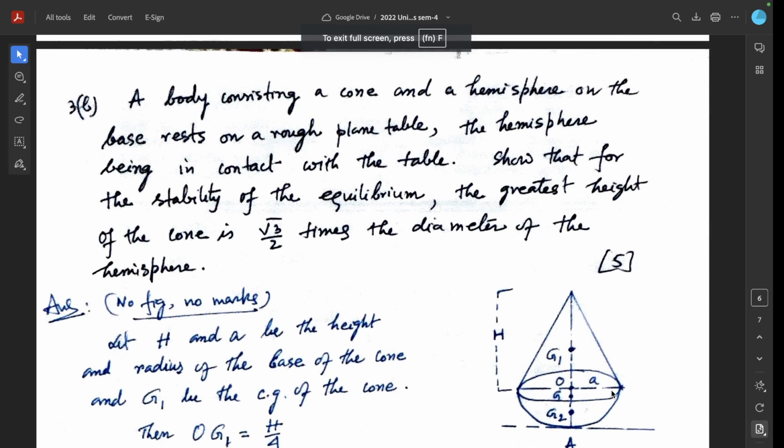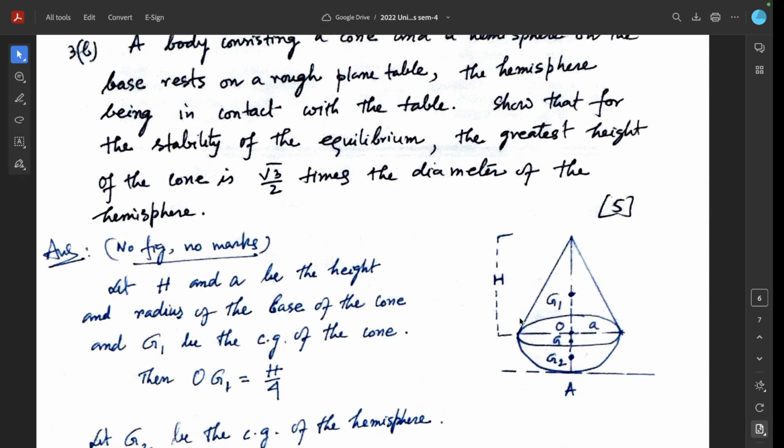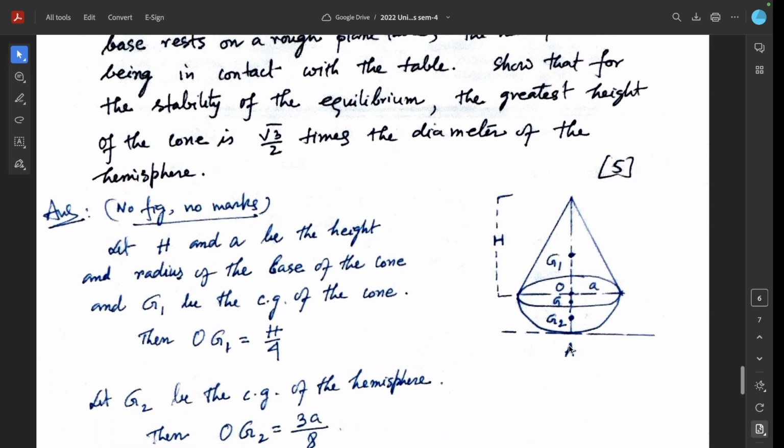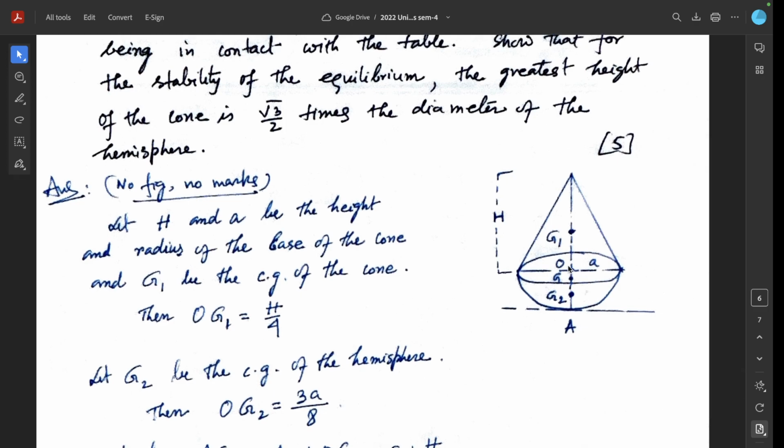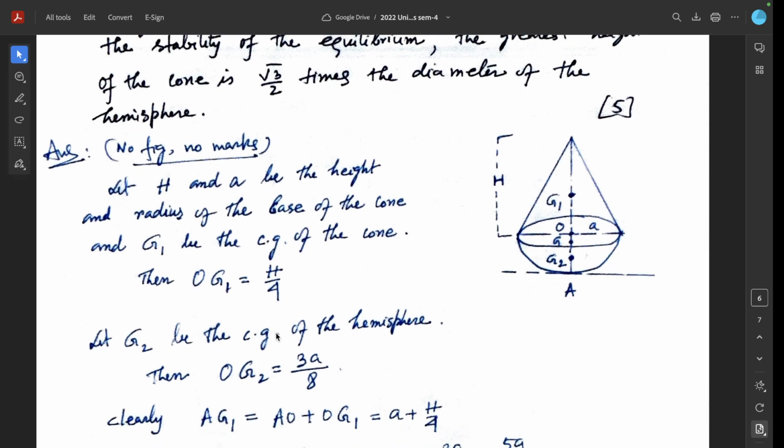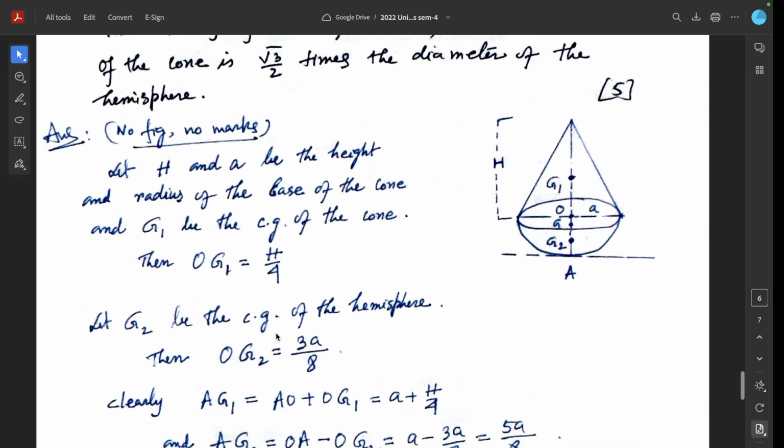No figure, no marks. So this is the hemisphere, and this upper portion is the cone. This is the plane on which the hemisphere touches at this point A. Let capital H and small a be the height and radius of the base of the cone. So this is the height H, and this is the base with radius a, and G1 is the center of gravity of the cone. So OG1 equals H by 4. This is the length of the center of gravity of the cone.